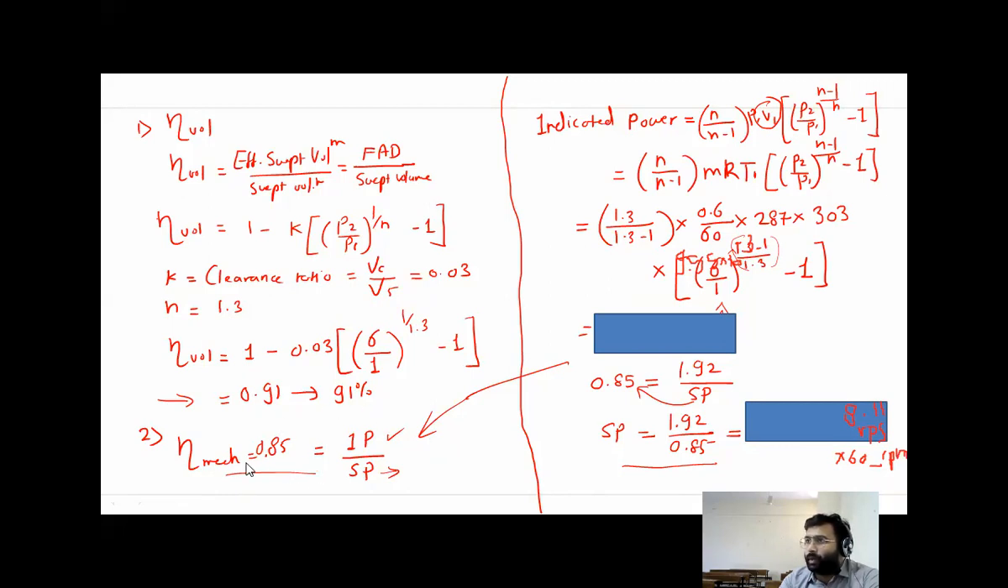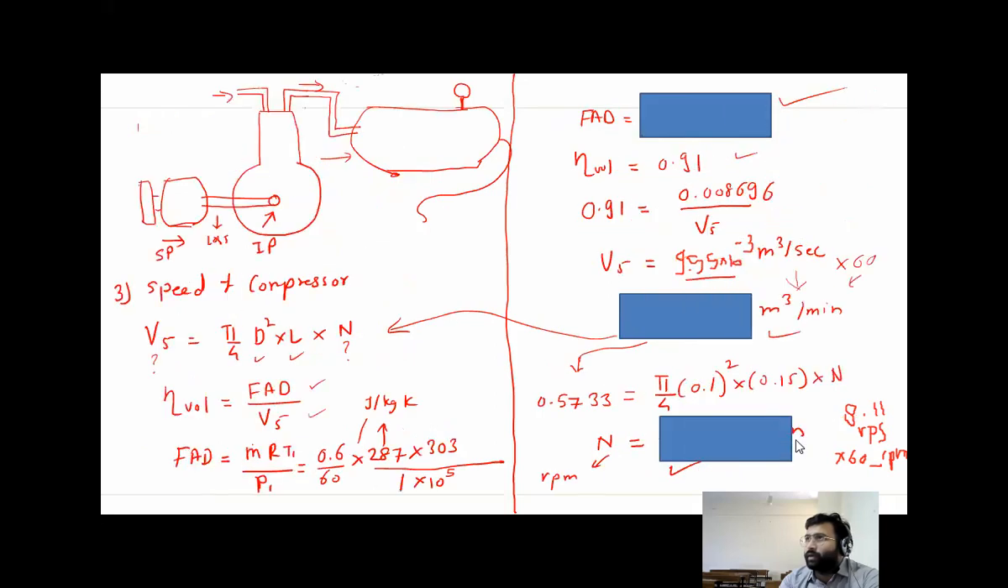There is a formula for mechanical efficiency. It is equal to indicated power divided by shaft power. We calculated indicated power by the formula as 1.92, and by this we got the shaft power as 2.286. Then the last was the speed of compressor. How do we know the speed of compressor? There is only one formula which involves speed of compressor, that is the formula for VS, which is swept volume into RPM. So here we calculated VS from volumetric efficiency.